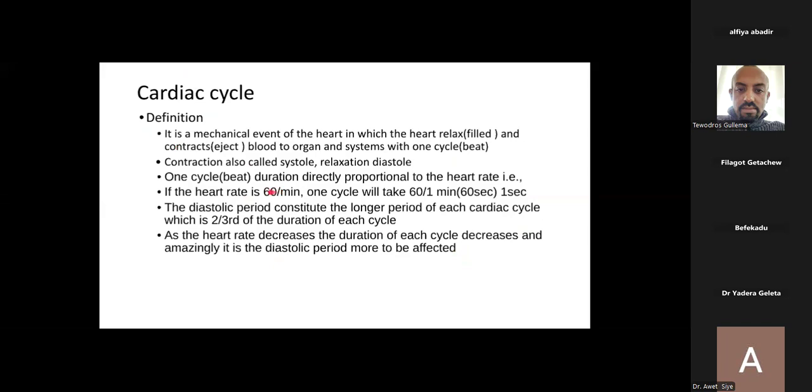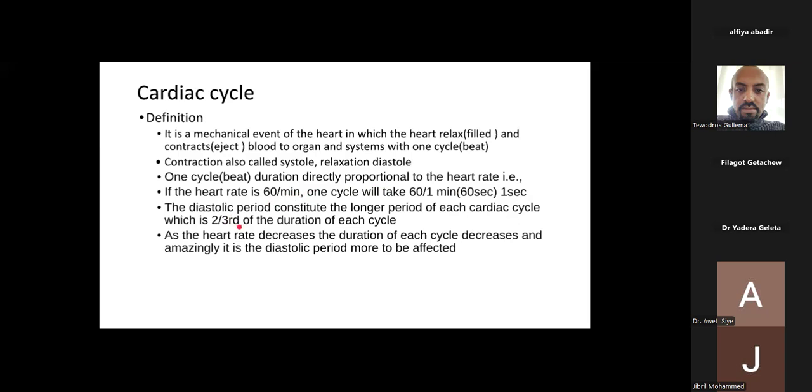That means there are 60 cycles per minute, 60 beats per 60 seconds, so each cycle consists of only 1 second, and diastole takes the majority of the one cardiac cycle. The majority consists of diastole, filling, relaxation. So the heart spends most of its time at rest. Contraction takes only 1/3 of the time of each cardiac cycle.